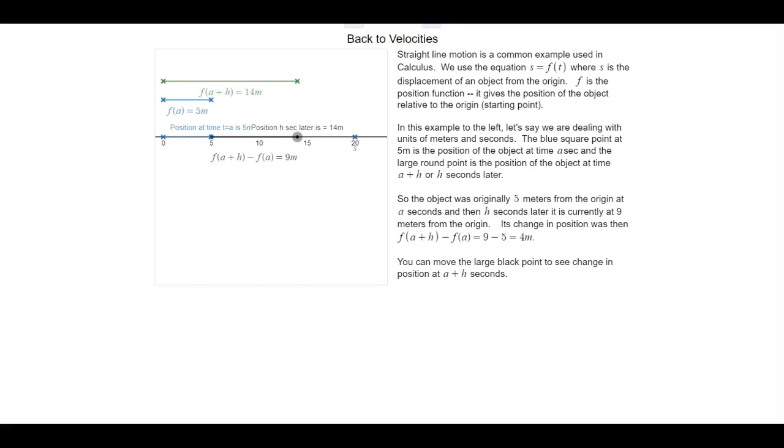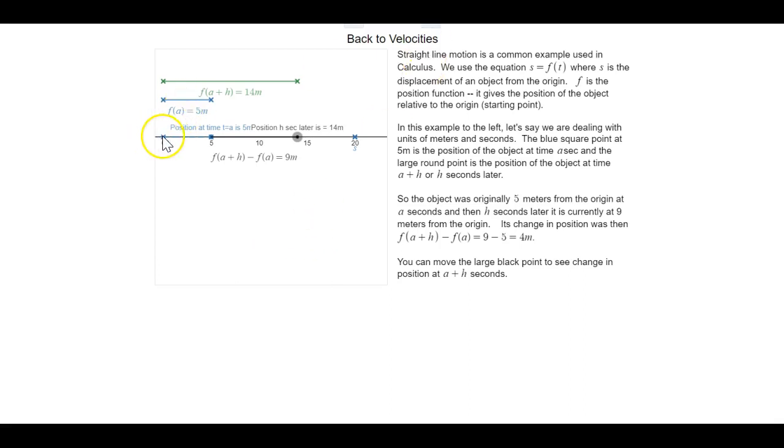Another thing we re-examined in this section that we touched on in section 2.1 is straight line motion. So we have a position function which is given by f of t, and the position function is giving us the position of an object from the origin at some time t. So this is used a lot because position per unit time is velocity. It's a rate. What's the change in position per unit time?